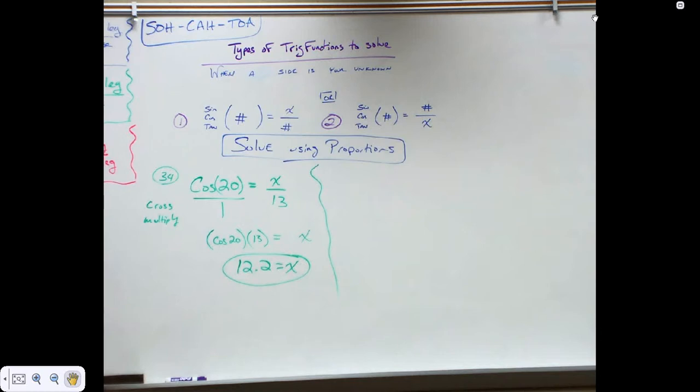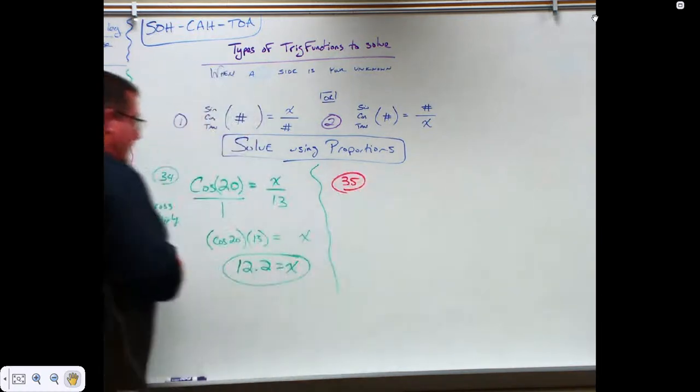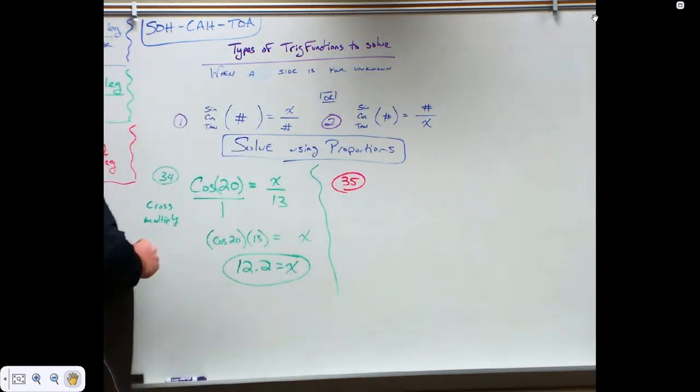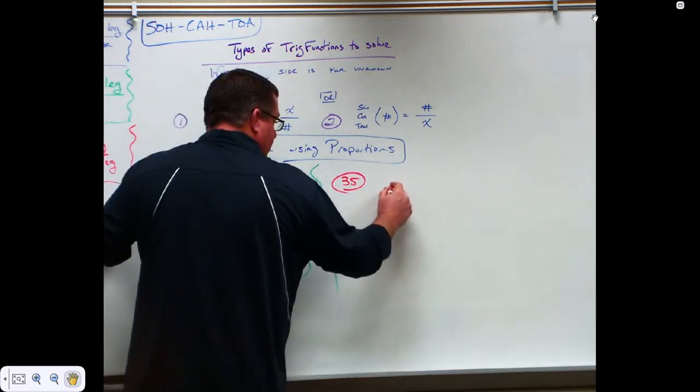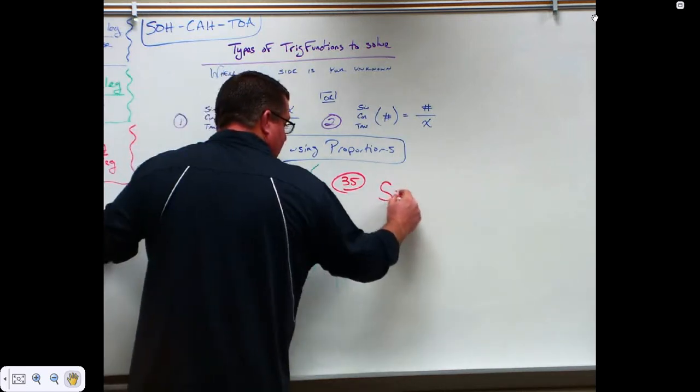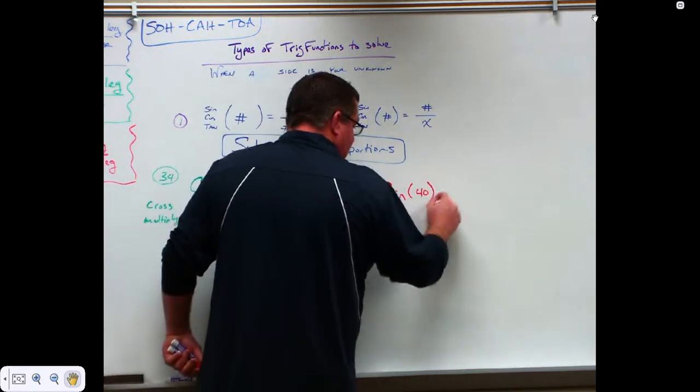Well, the other type you might have, which would maybe be like, oh, how wonderful. The next one, 35. How did 35 set up? Can you guys tell me? Tell me. Sine of 40. Sine of 40 equals what?